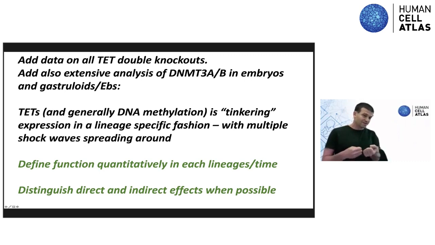Okay, in some cases this tinkering is fatal or has dramatic consequences, but most of the changes you'll see in the embryo are going to be a consequence of very mild perturbation that intrinsically happens. And in essence, you need to define the function quantitatively in each lineage and time. You cannot just say this gene is responsible for that. It won't work, especially when we have such a beautiful quantitative model to support this.